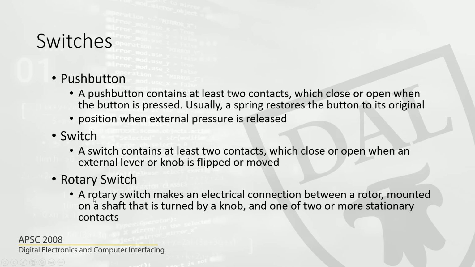a push button contains at least 2 contacts, which are either closed or open. That is the most important thing you will have to understand. Normally we call them normally closed or normally open switches. The push button has a spring that is kind of pressurizing. So when you press it, you will turn it off, and when you let it go, it turns on again, and you need this external pressure to turn it on and off.